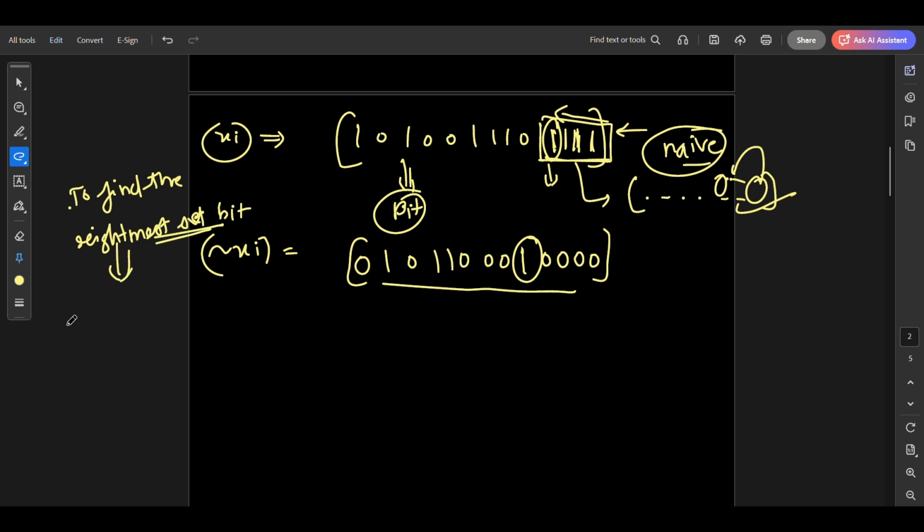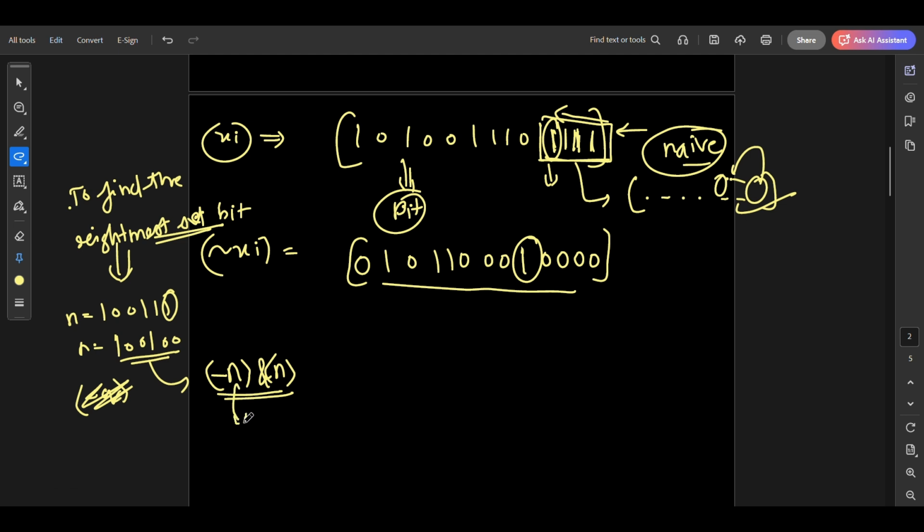Okay. Let's say I have this value 10111. So I'm looking at this value and I have to find the rightmost set bit. Okay. This is my rightmost set bit, and similarly, let's take one other example like this. Okay. So the operation says that to find the rightmost set bit we will take minus n, here the number is n, and we will take the AND with n only.